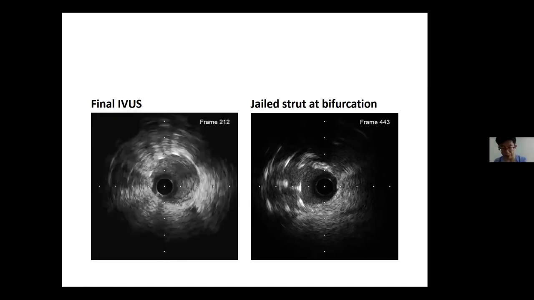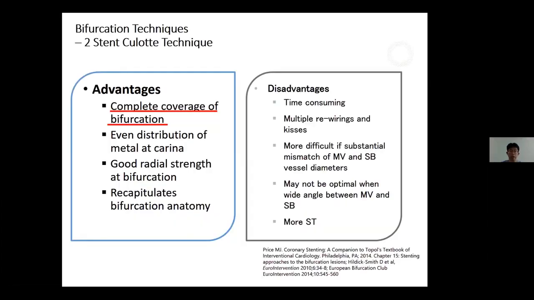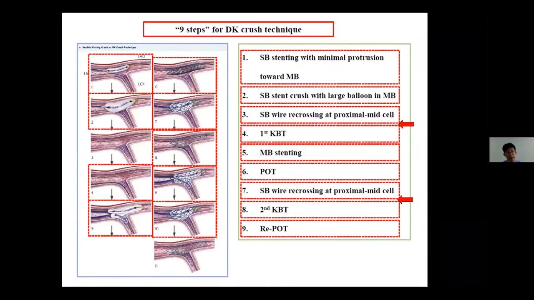I strongly recommend two-stent culotte techniques. The advantage is complete coverage of a bifurcation, but this advantage is time-consuming, with multiple rewiring in the case. And the cross point is very important, but this case is not a good case. The final technique is the DK crush technique, a very recently recommended technique.